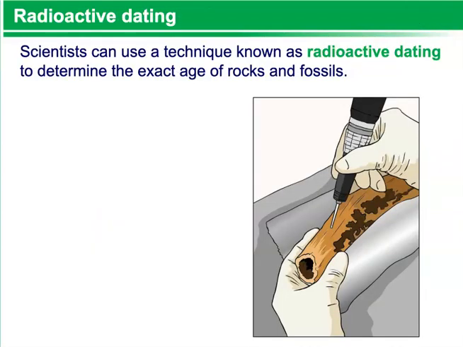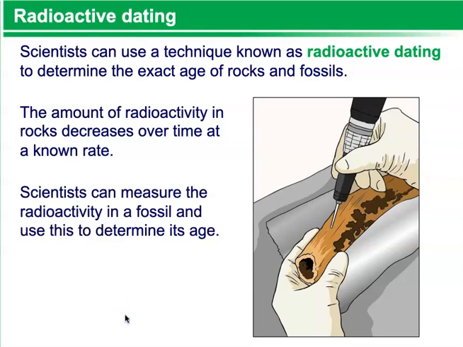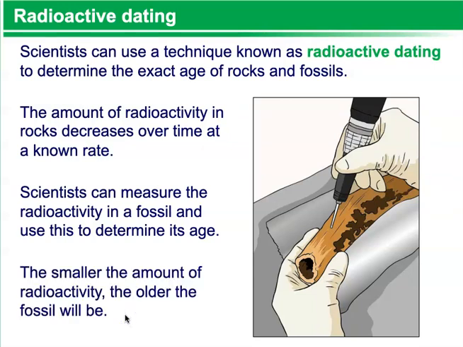Radioactive dating. Scientists can use a technique known as radioactive dating to determine the exact age of rocks and fossils. The amount of radioactivity in rocks decreases over time at a known rate. Scientists can measure the radioactivity of a fossil and use this to determine its age. The smaller the amount of radioactivity, the older the fossil will be.